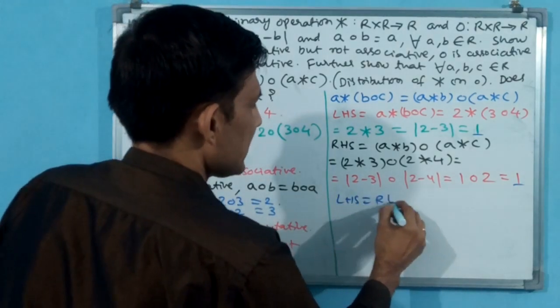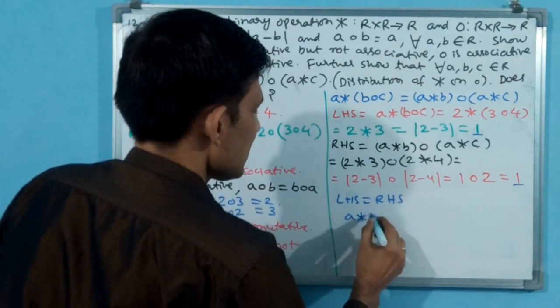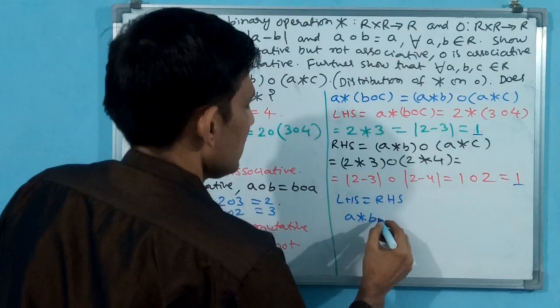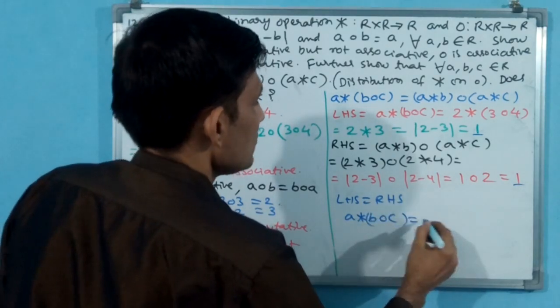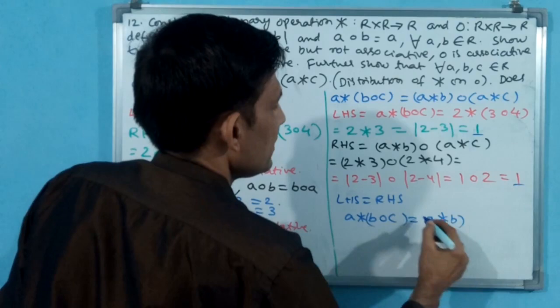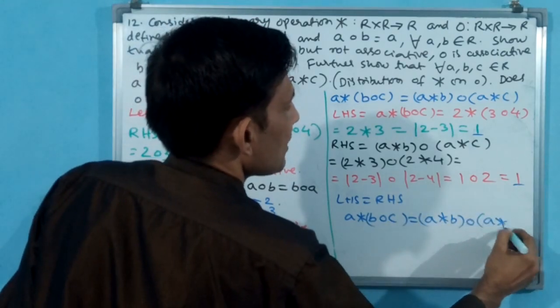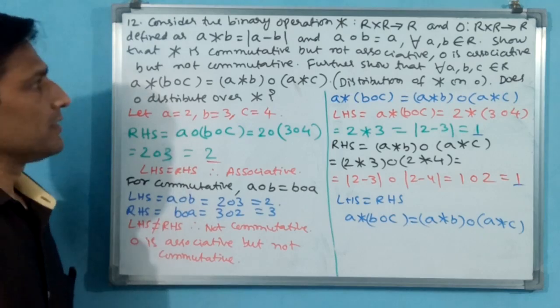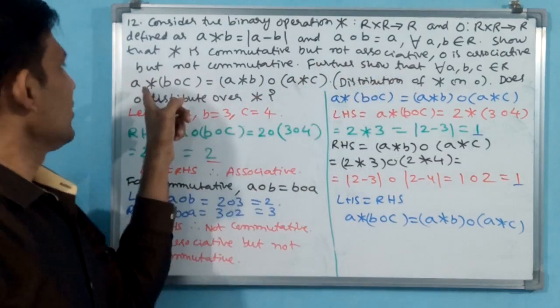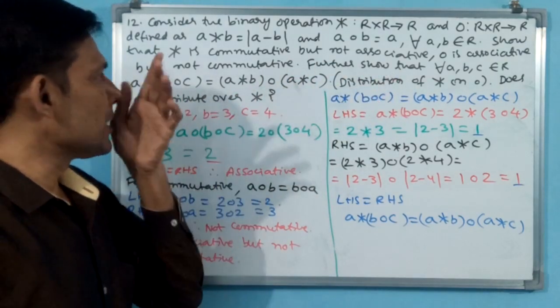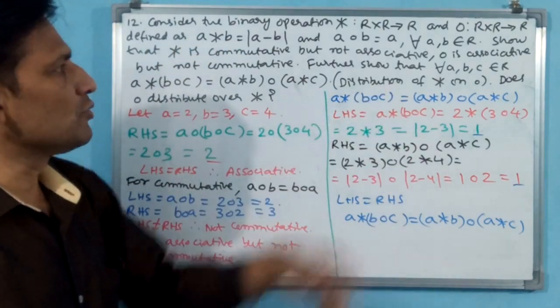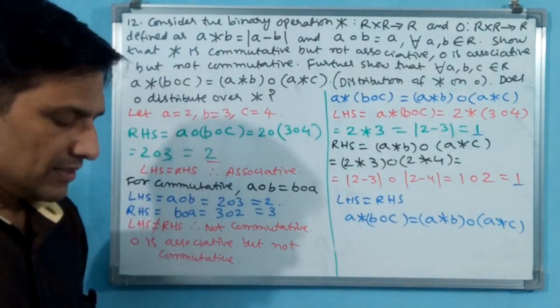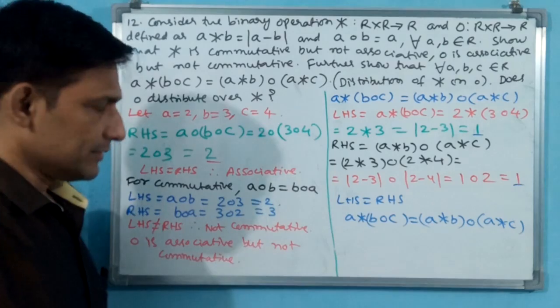LHS is equal to RHS. You write like this: A star B O C is equal to A star B O A star C. Okay, this you have to write. Further show that A star B O C is equal to A star B or B star C, distribution of star on O. That also you write.